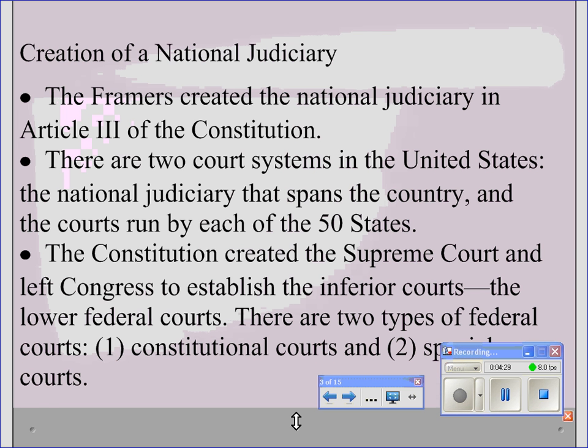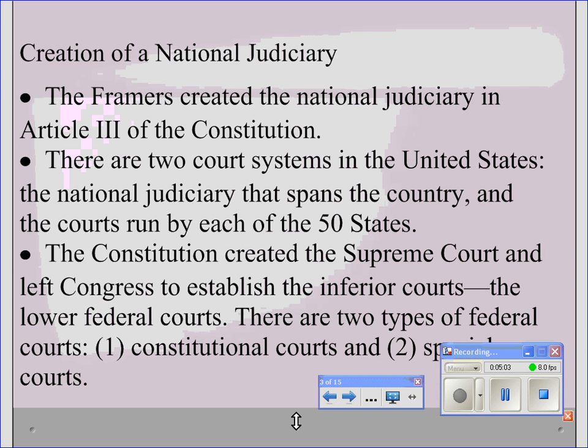Okay, the framers of the Constitution laid all this out in Article 3. Article 2 is about what? Or who? President. Very good. Article 1 is about the legislative branch. Very good. There are two court systems in the U.S. One is a national court system that spans the whole country. And then there's courts run by each state. So there are state courts and there are federal courts.